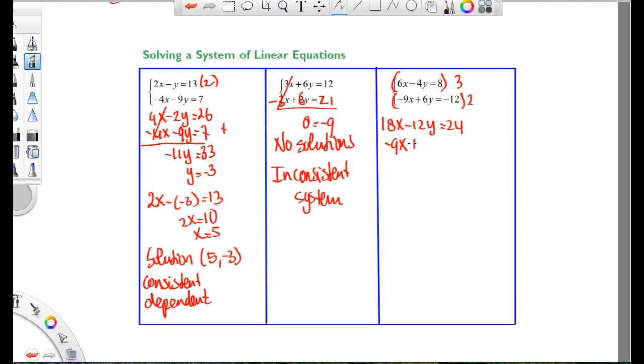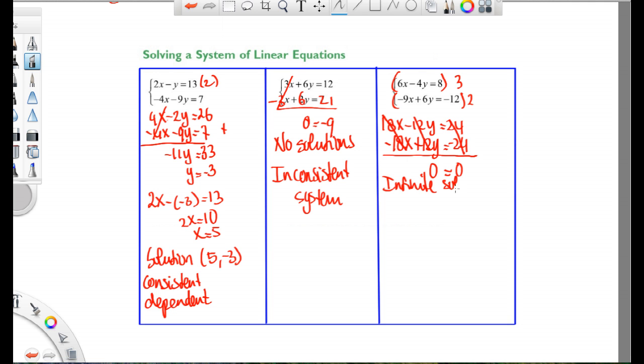Negative 9x. Oh, I need to multiply the second one, right? Negative 9 times 2 is a negative 18x plus 12y is a negative 24. And then when you add over here, because we want to cancel the x's, everything else cancels as well, so we get 0 equals 0, and that is true. So that means that there are infinite solutions.